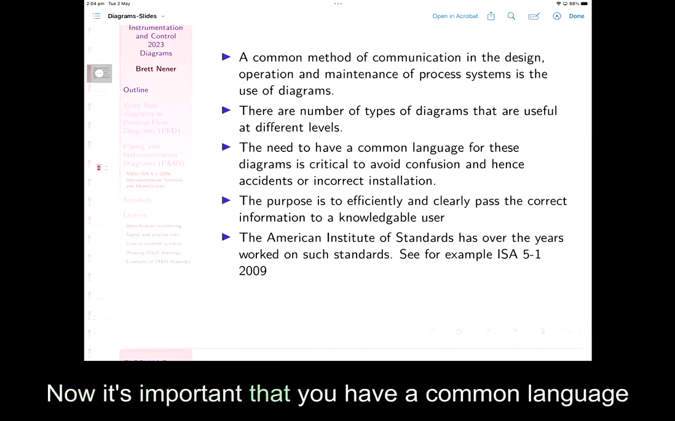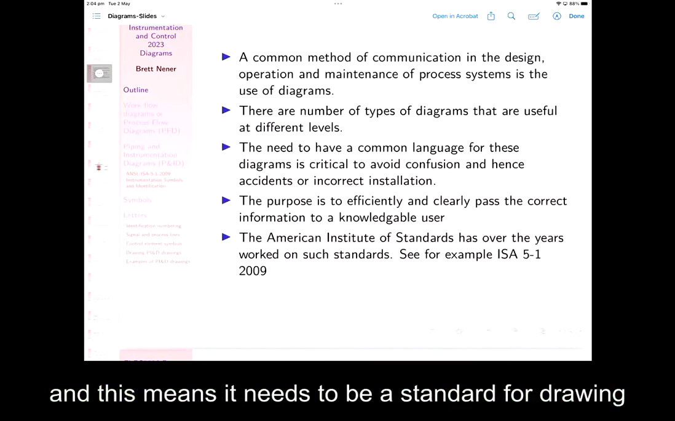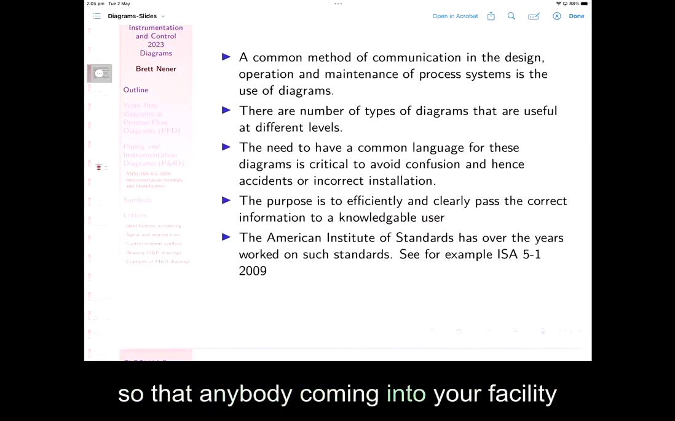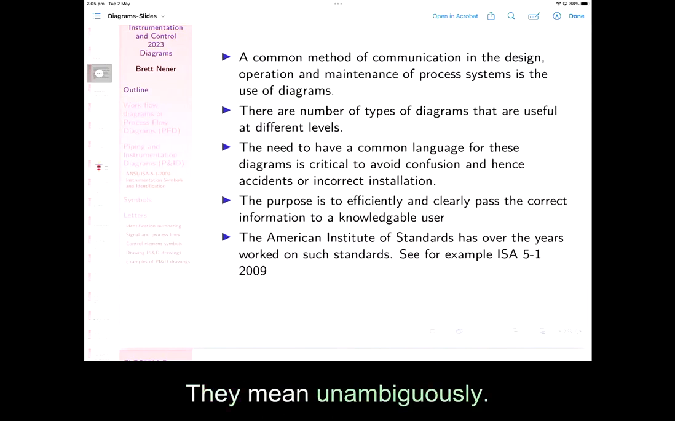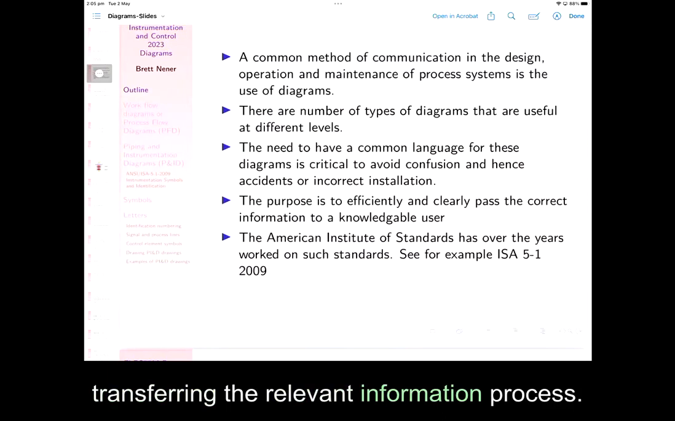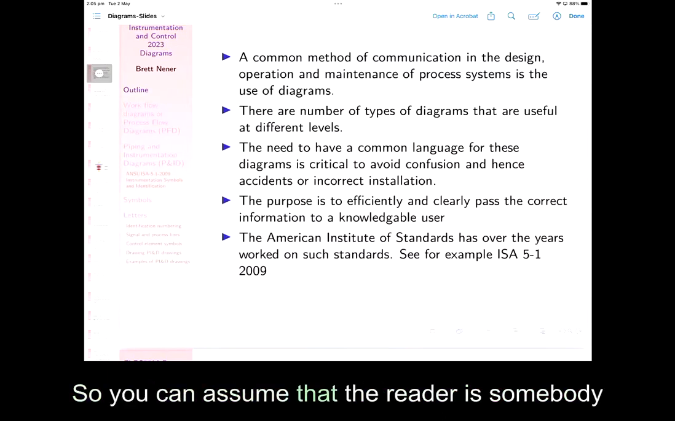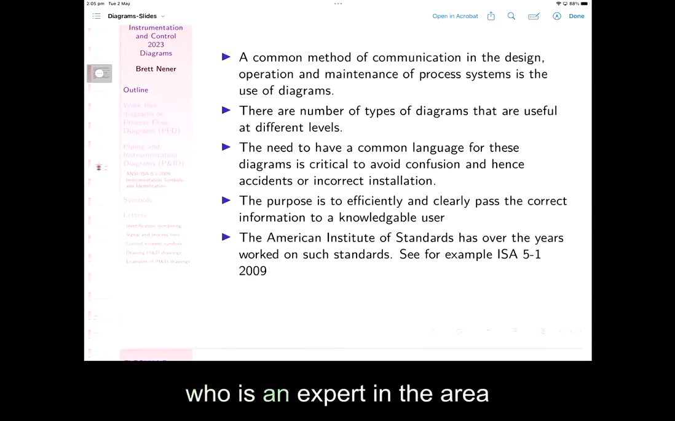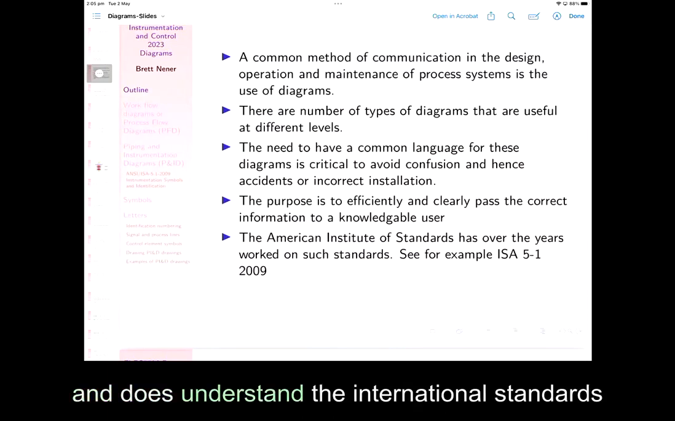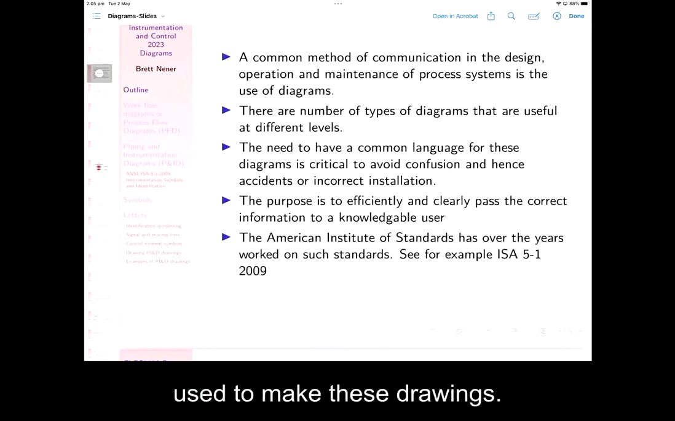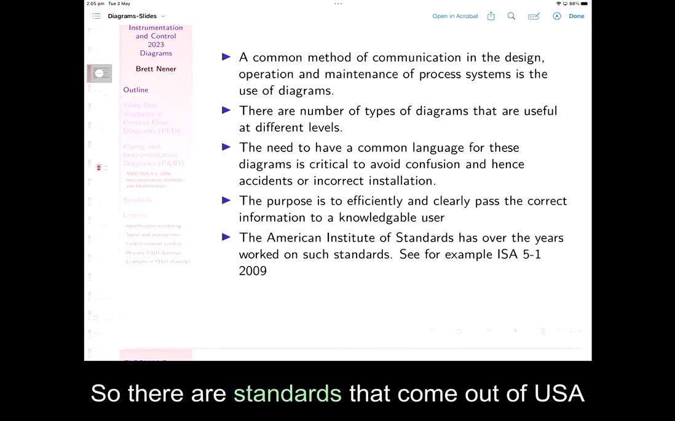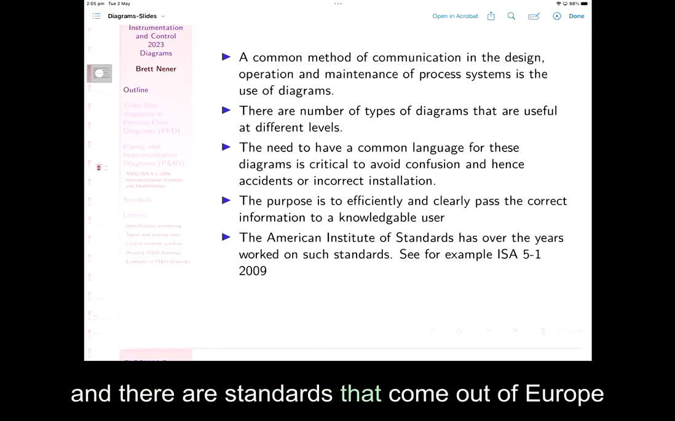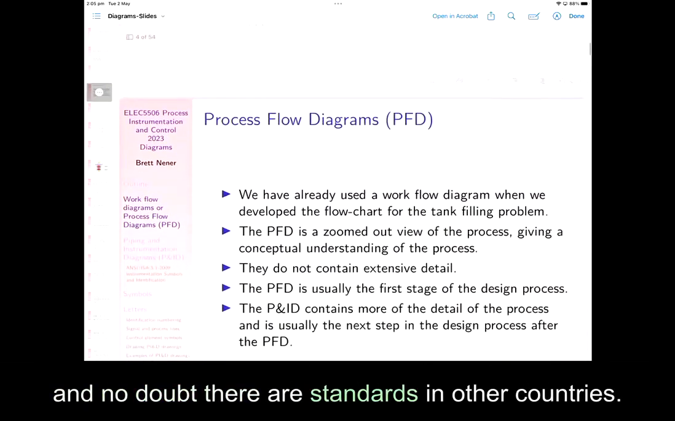Now it's important that you have a common language, and this means it needs to be a standard for drawing so that anybody coming into your facility can read the diagrams and understand what they mean unambiguously. They should be clear and efficient, transferring the relevant process information. You can assume that the reader is an expert in the area and understands the international standard used to make these drawings. There are standards that come out of the USA, and standards that come out of Europe, and no doubt there are standards in other countries.